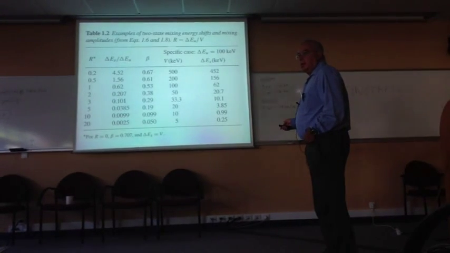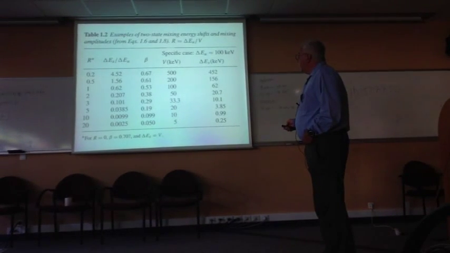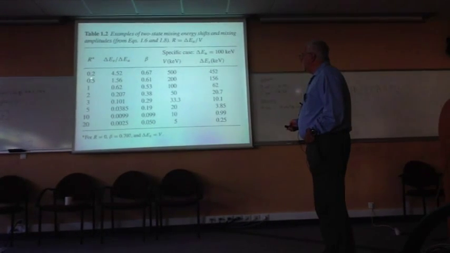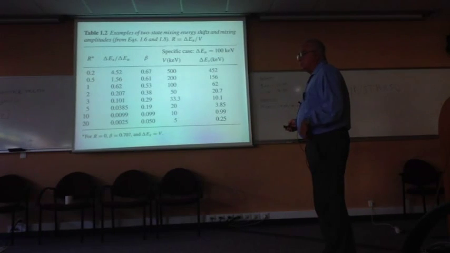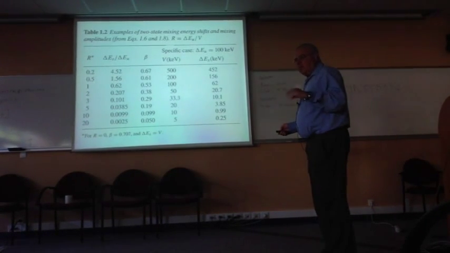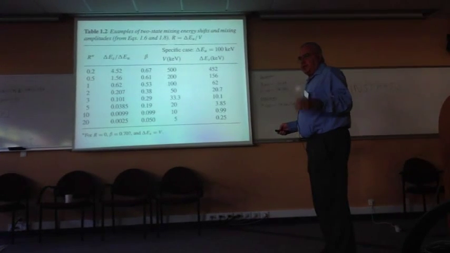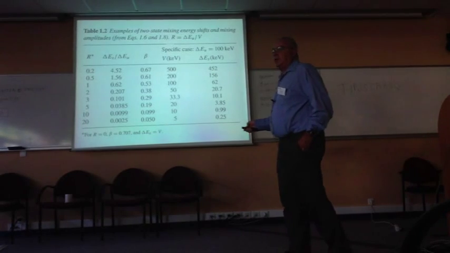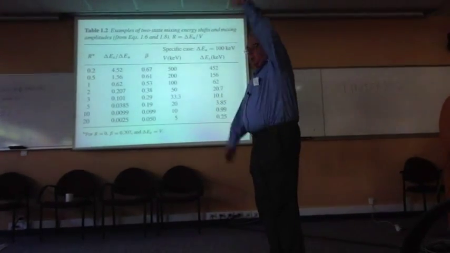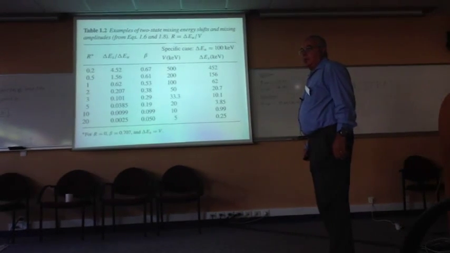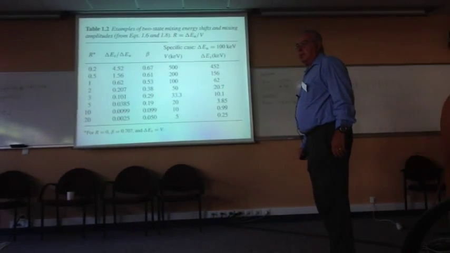In the case of R equal 0.2 or 0.5, the shift is very large compared to the separation. This is a case where the matrix element mixing the states is larger than their separation. In this case, can we describe this case by perturbation theory?